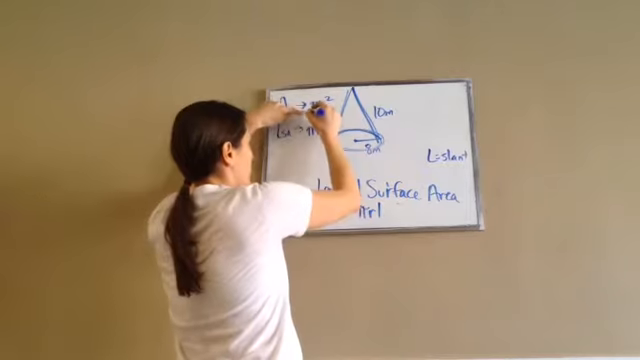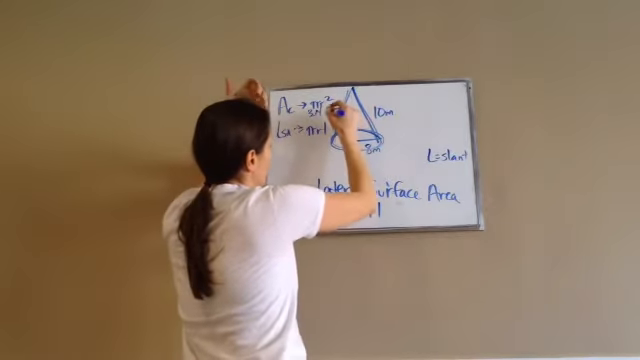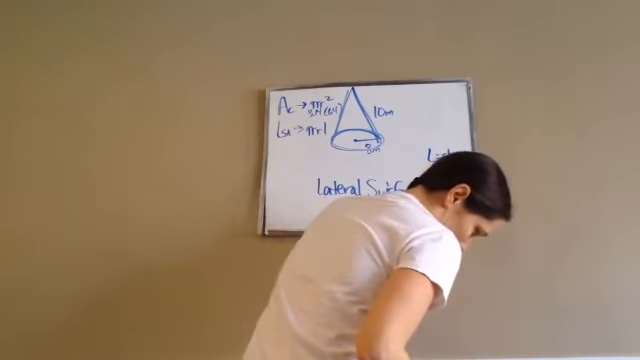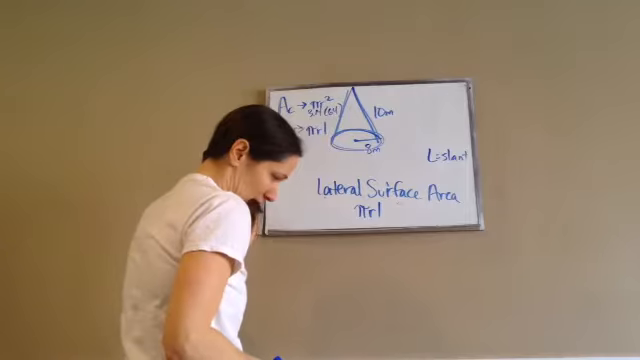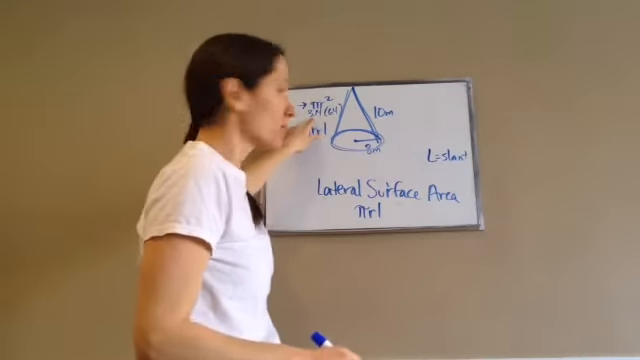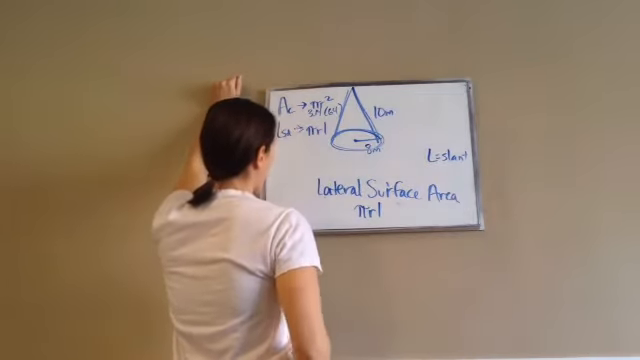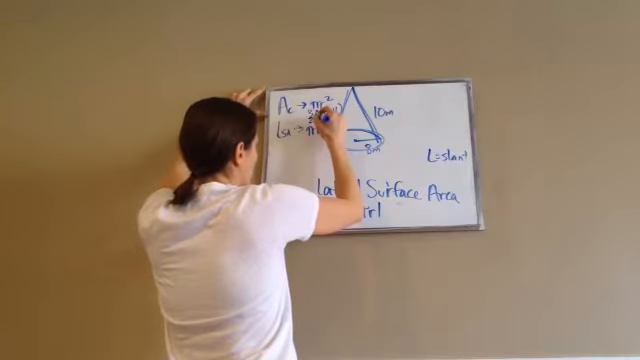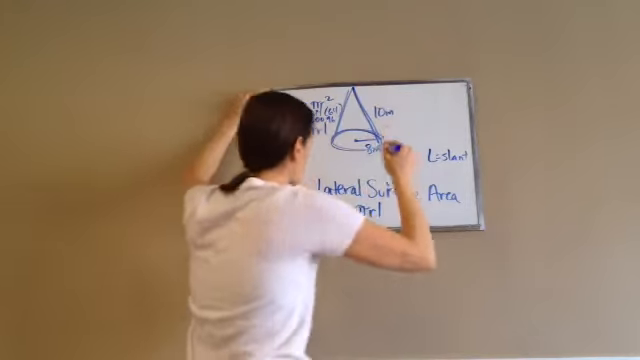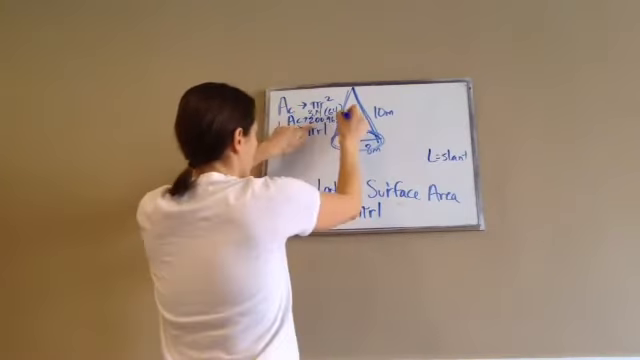Pi would be 3.14, r would be 8, and 8 squared would be 64, right? So what is 3.14 times 64? You got that? 200.96, and this is in meters. Meters squared, that's the area of my circle. That's one of my answers.